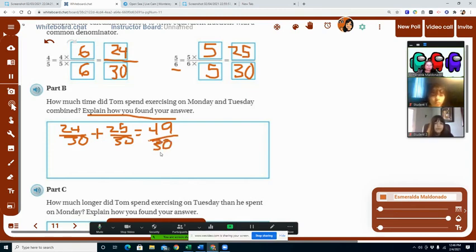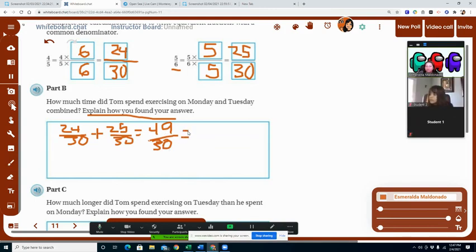Now for this problem, do we have to simplify it or do we just leave it? Right now we do want to write it as a mixed number, right? Because right now it's a fraction greater than 1. And I know that it's a fraction greater than 1 because the numerator is bigger than the denominator. So in that case, yeah.